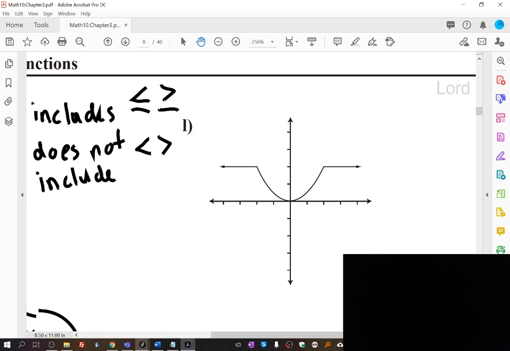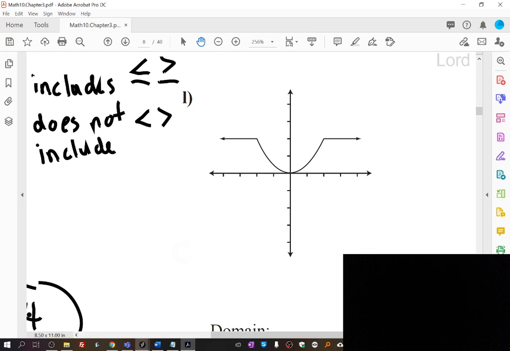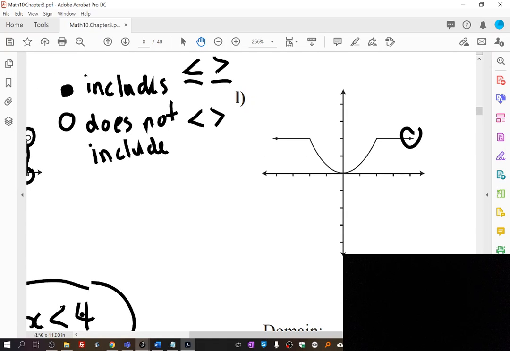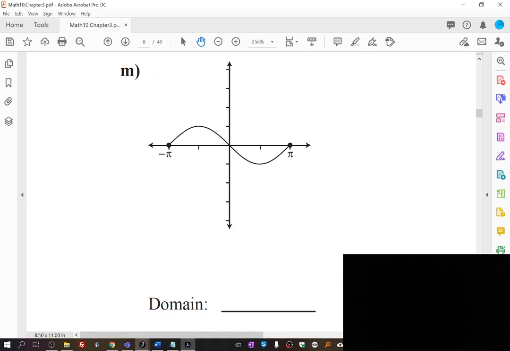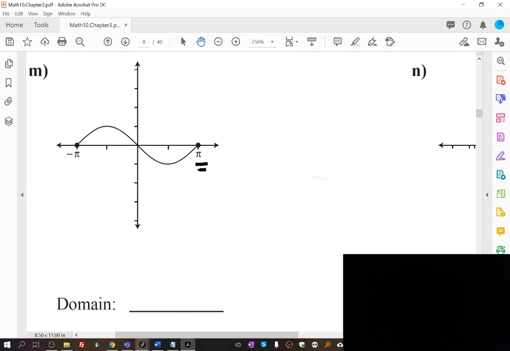This one's probably pretty straightforward. Let me know if you have some problems with that. Notice which direction the infinite arrows are going. This one is kind of weird because it says pi, but that's okay. Just go with it. And think about from trigonometry what might be going on here. What curve is this, I wonder?